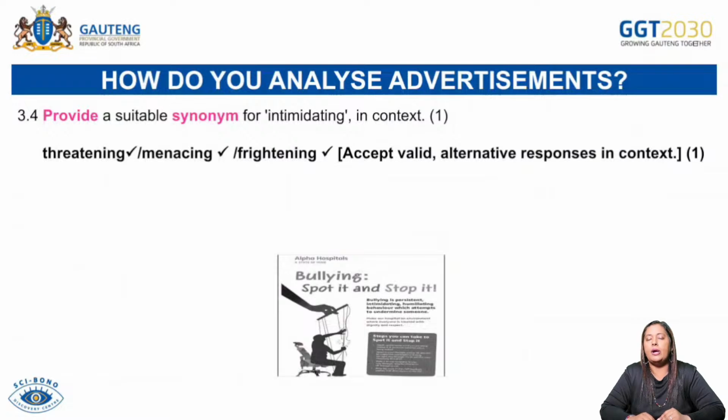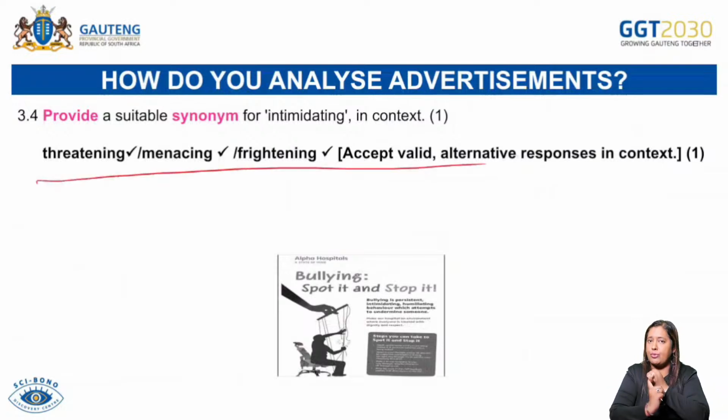Right, 3.4, and you would notice that even in the cartoons we deal with these kinds of things, the language questions, and this is the one of provide a suitable synonym for intimidating in context. Any of these words would be acceptable. So it's threatening, it's menacing, it's frightening. These are things that happen when there is intimidation taking place. So you find a synonym and look at the tense of the sentence as well, and make sure it fits in that context, your answer. If it doesn't, then obviously it's going to be wrong, and it will be marked wrong because it's not done with the context in mind.